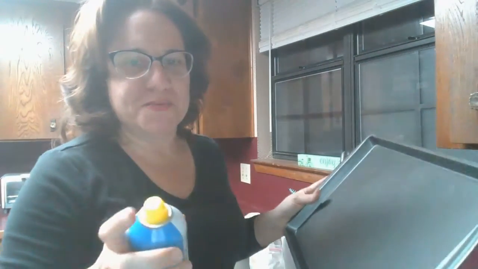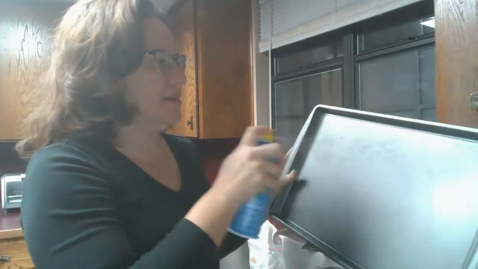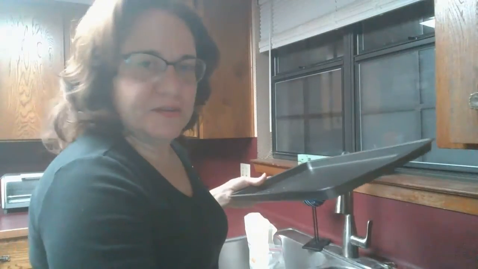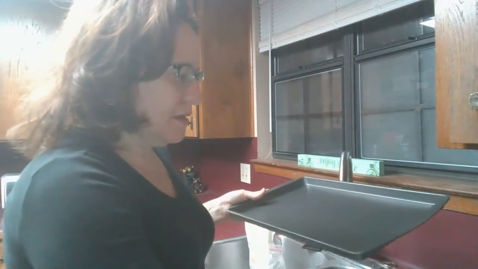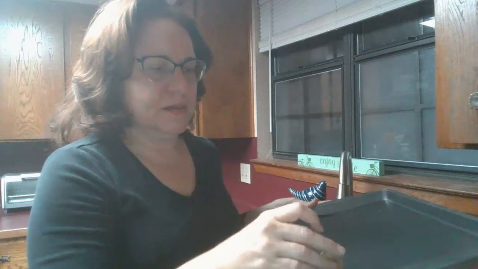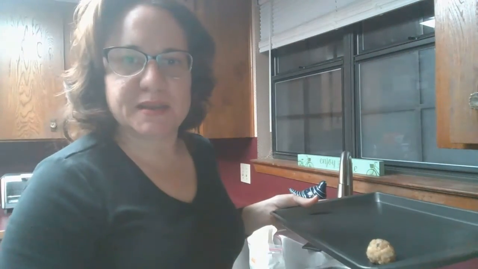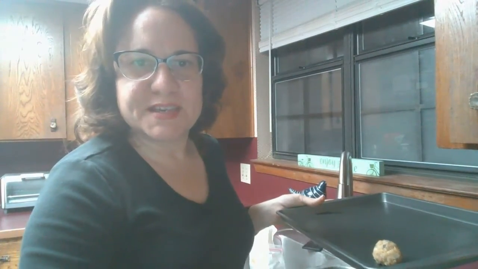And I forgot to mention you want to spray the pan so they don't stick to the cookie sheet. If you don't have spray, you can use butter. Just rub it on there a little bit. And we're placing the cookies, dough shaped into balls, on the cookie sheet and putting it in the oven for 13 minutes or so.